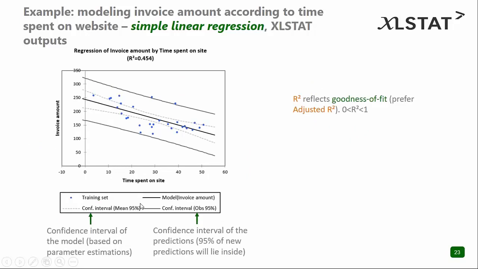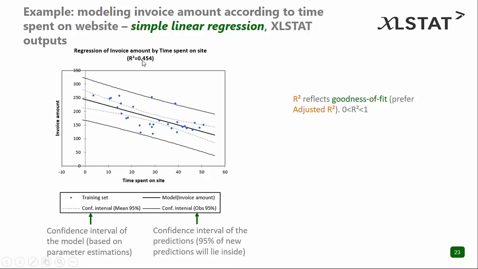Then there's another output that appears within your XLSTAT linear regression report, and which is this one. So this is the scatter plot which we've seen earlier, but with some additional elements. The black line is the regression model, and you have two envelopes around, one which is narrow here, the gray one, and this is the confidence envelope of the model, which is related to the estimation of the parameters. You have another confidence interval or envelope, the full lines here, not the dashed ones. This envelope is wider, and this is the prediction envelope.